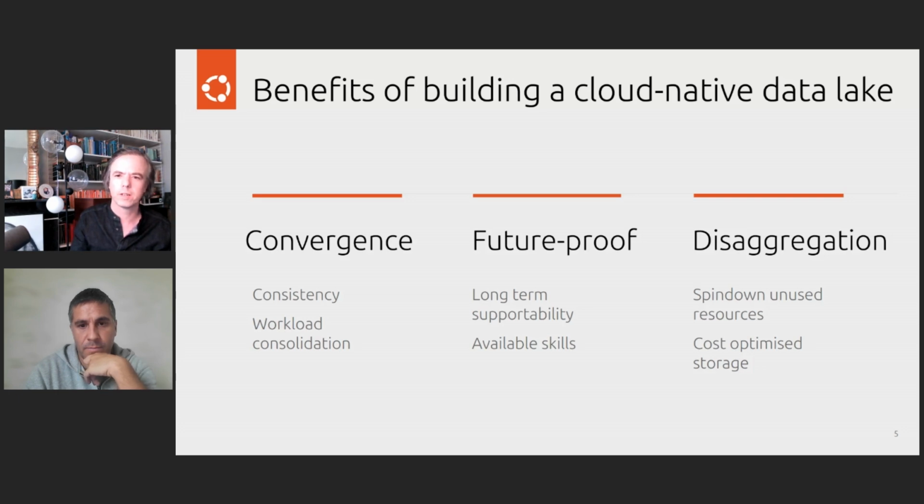Another benefit is around disaggregation. So in a cloud-native data lake, you typically have the storage tier separate from the compute tier, so disaggregated, which means that you can spin down servers when they're not being used during quiet times, and save costs. You can also run on cost-optimized storage as opposed to local storage. Local storage generally is more expensive than using a consolidated storage system. Next slide, please.